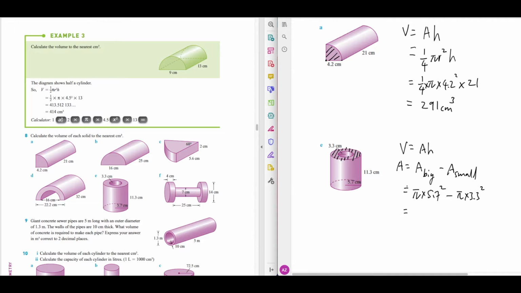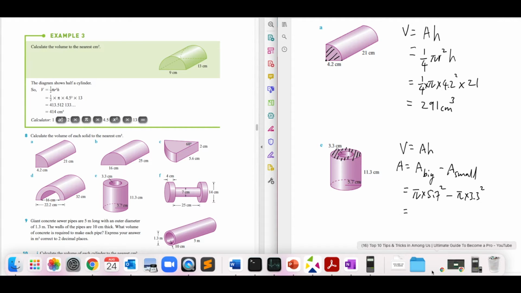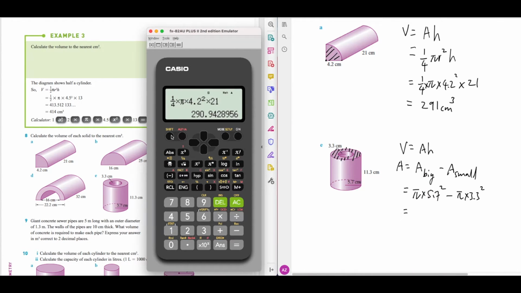You can type this into your calculator: shift pi times 5.7 squared minus shift pi times 3.3 squared. Remember, to find the area of the part that I shaded, you've got to do the big circle, take away the small circle, and you get 67.85.